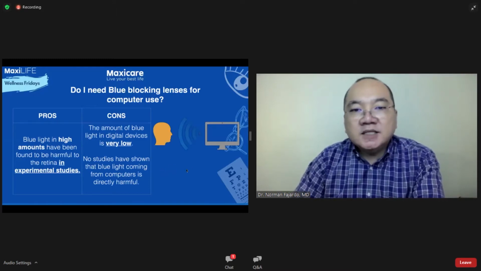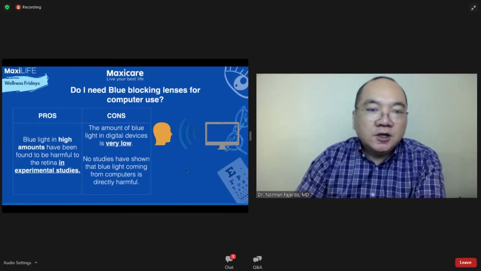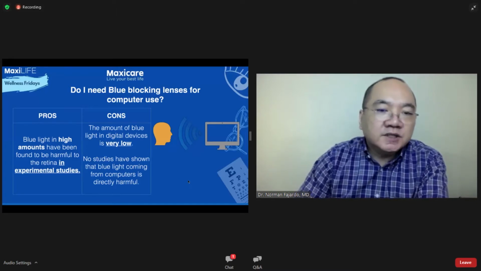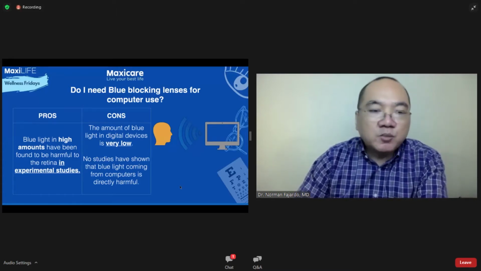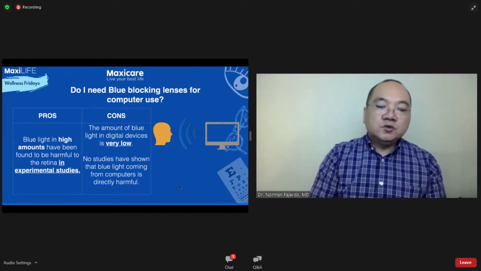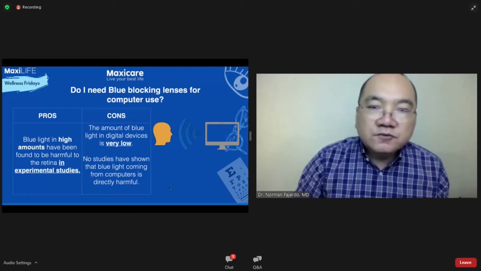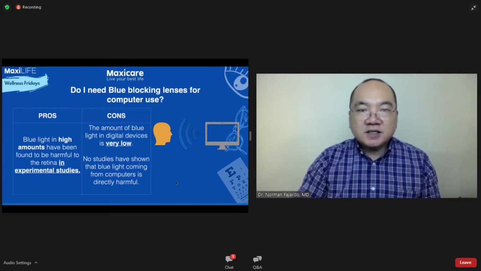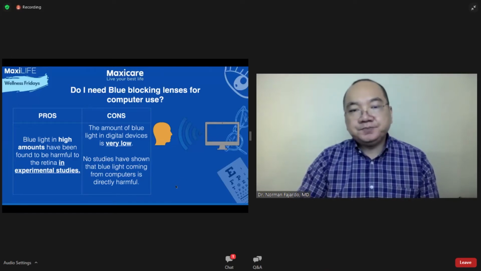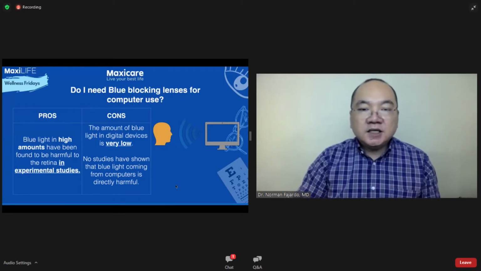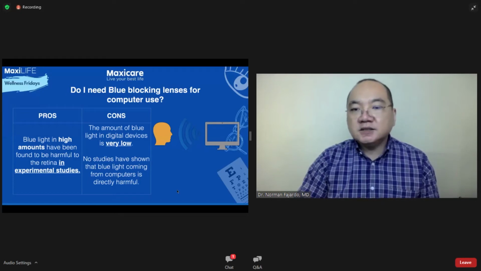Do I need blue blocking lenses for computer use? So the pros for using blue blocking lenses are blue light in high amounts have been found to be harmful in the retina in experimental studies. So mind you, in that experiment, they used high amounts of blue light to induce injury. The cons for not using blue blocking lenses: the amount of blue light in digital devices was found to be very low. And there are no studies that have shown that blue light coming from computers is directly harmful to the eyes.